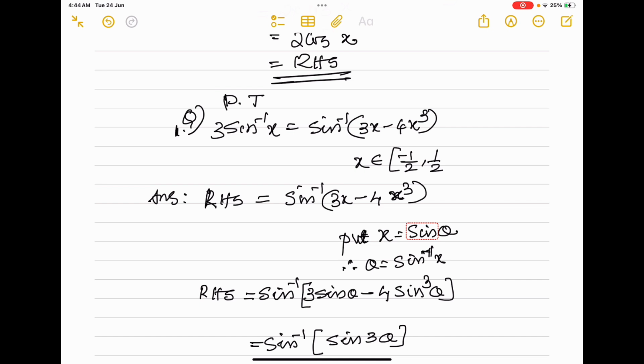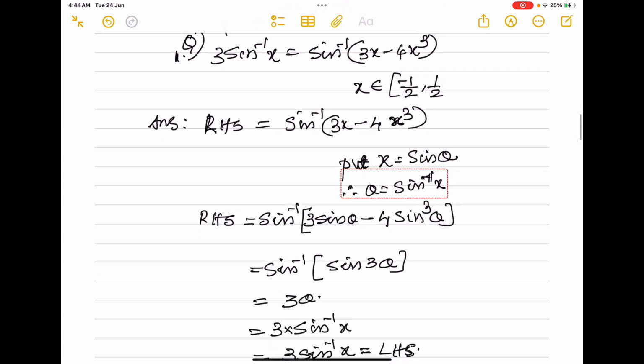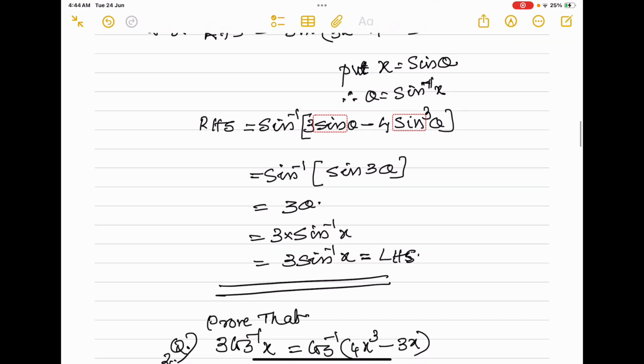Then we can substitute this at the last. RHS equals sin inverse of 3 sin theta minus 4 sin cube theta. The expression in the bracket equals sin 3 theta. That's equal to 3 theta, since sin inverse sin x equals x. That's equal to 3 sin inverse x, which is equal to LHS. Here we took RHS first, then we reach the answer LHS.